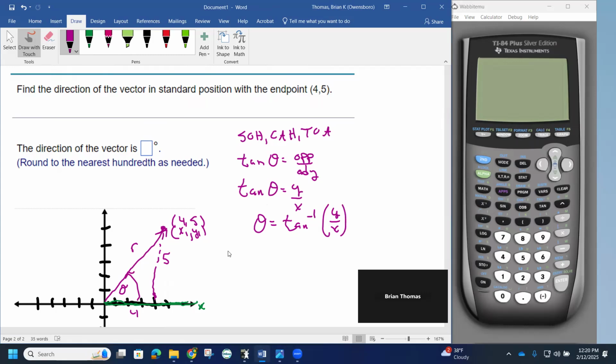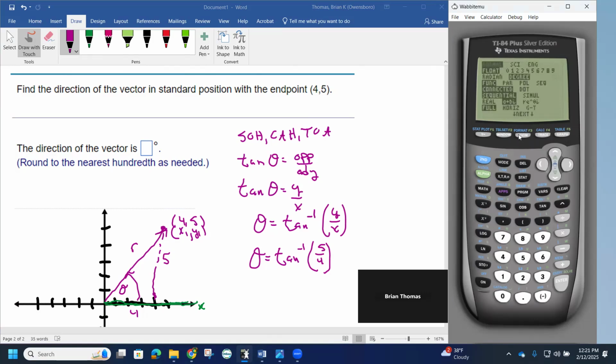This formula here will allow me to find the angle. So for us, theta is going to equal the inverse tangent. Instead of saying opposite over adjacent, we just say the y coordinate over the x coordinate. So we say 5 over 4. Now remember, to find the angle, we have to make sure we're in the correct mode because they want us in degrees. If I go to mode, I am in degree mode. And they want us to round this to the nearest hundredth of a degree.